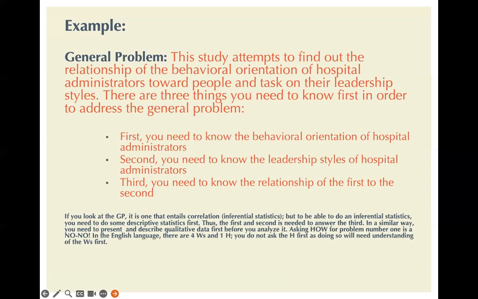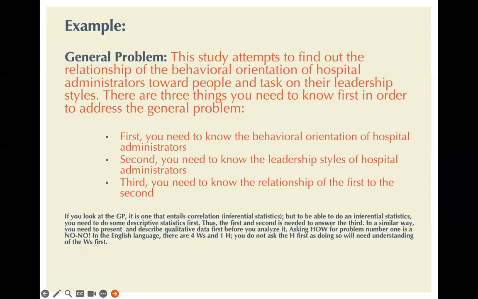So if you look at the general problem, it is one that entails correlation in inferential statistics, or one that looks at relationships. But to be able to do inferential stats, you need to do some descriptive statistics first, right? So, which would mean that the first and second things that you need to know here in this general problem is needed to answer the third.